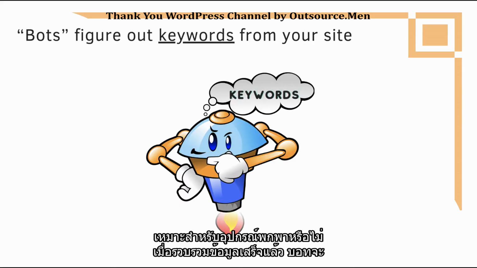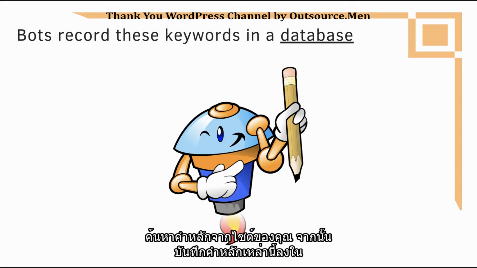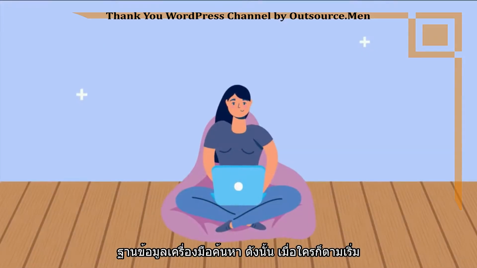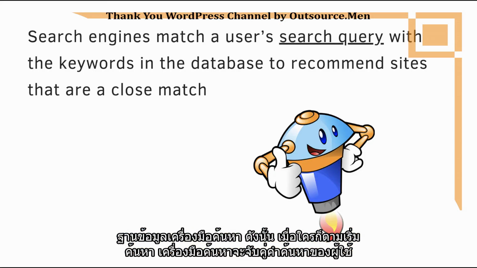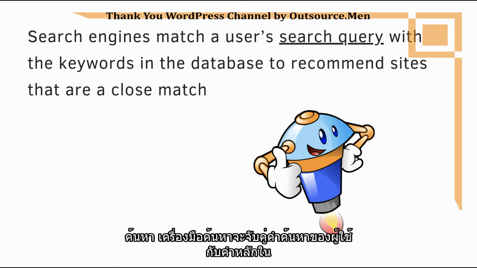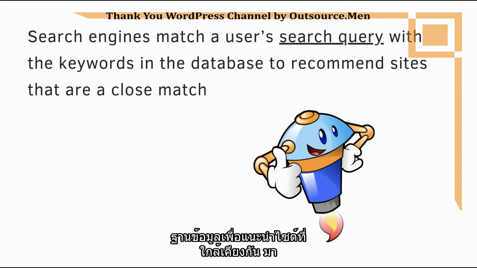Once they are done crawling, bots figure out keywords from your site and then record these keywords in the search engine database. So now, when anybody starts a search, search engines match a user's search query with the keywords in the database to recommend sites that are a close match.